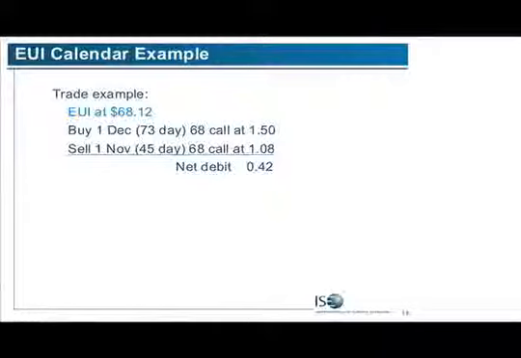So, I'm buying the option that has more time until expiration, and so certainly that option will be worth more. Options that have more time until expiration are worth more than options that have less time until expiration. So the moral of the story is this spread is established for a net debit. I'm going to pay 42 cents to put this trade on.